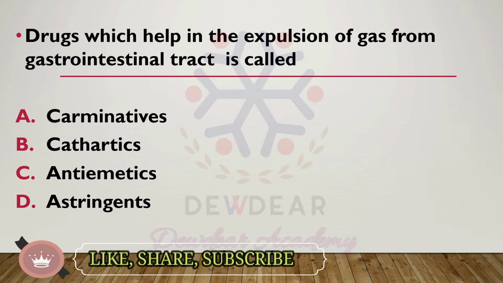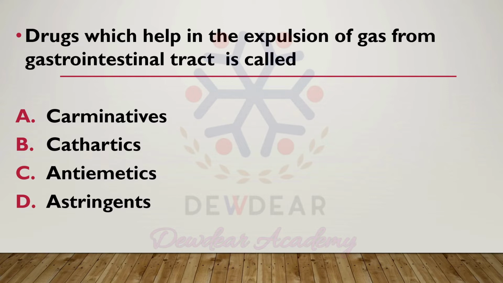The drugs which help in the expulsion of gas from the gastrointestinal tract is called. Options carbonatives, cathartics, antiemetics, astringents. Answer is option A, carbonatives. Carbonatives are the drugs that help in expulsion of the gas from the gastrointestinal tract.